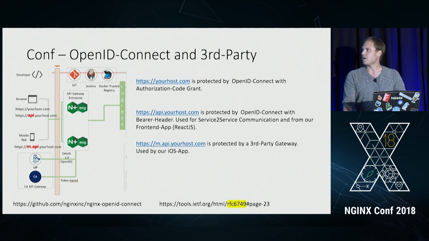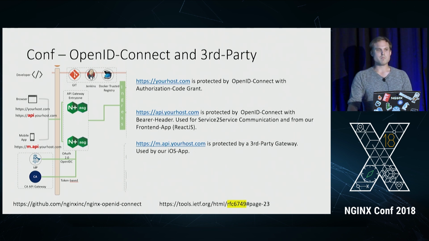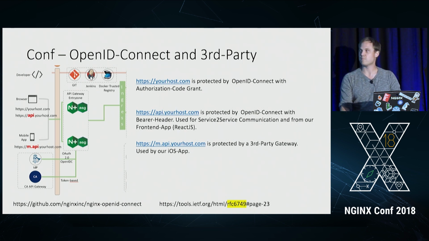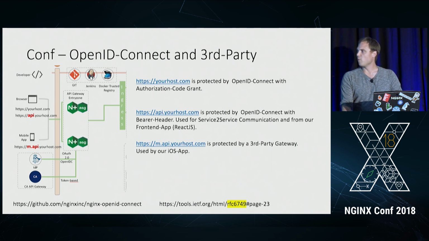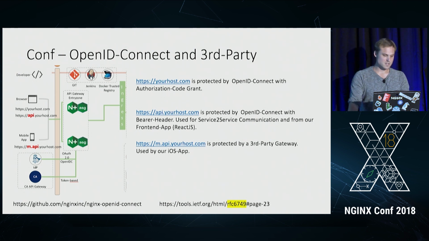The other host name is api.yourhost.com, and this is our main API host. This one is different because api.yourhost.com is protected with OpenID Connect, but not with the authorization code grant, but with the Bearer header. That means we have a different configuration on the NGINX instance for yourhost.com and api.yourhost.com. And the third one is a mobile API gateway. As you can see in the down left, there are two different things connected to NGINX Plus. The first one is the Keycloak IDP, handling the OpenID Connect authorization code grant and stuff like this.